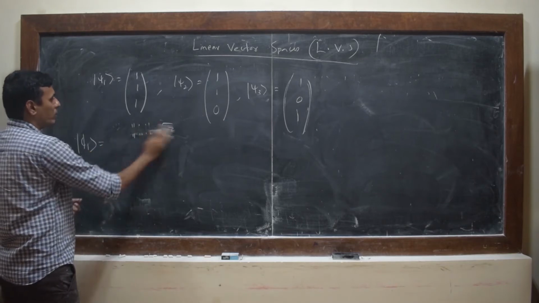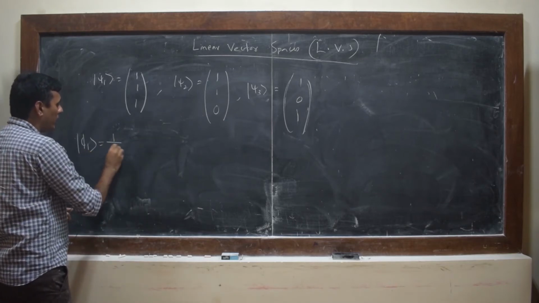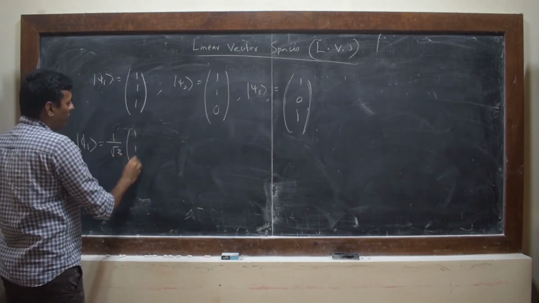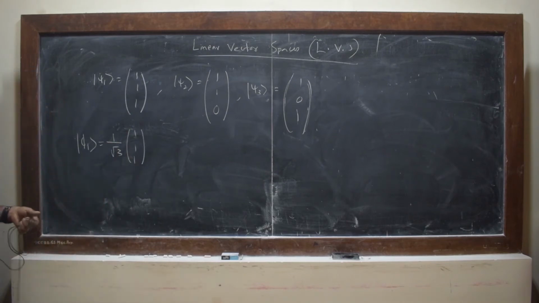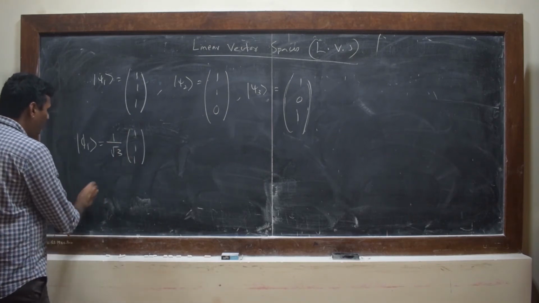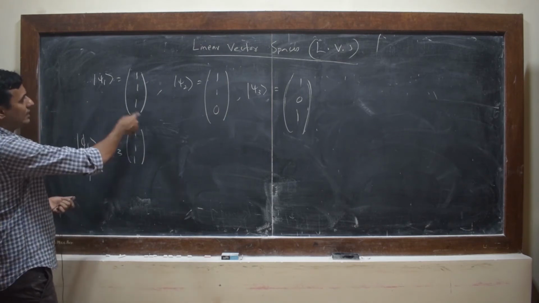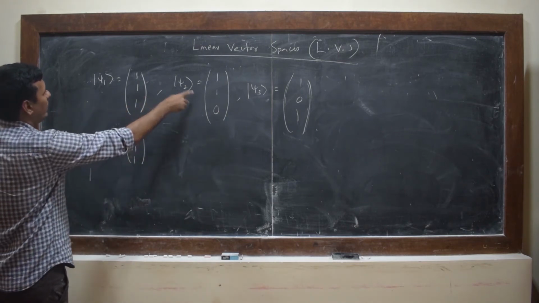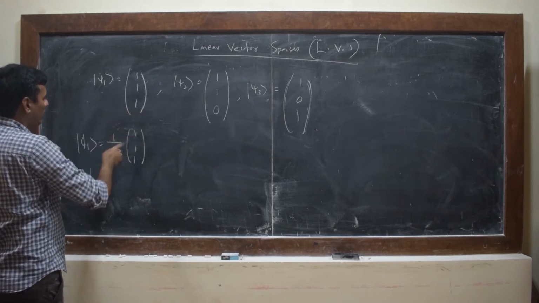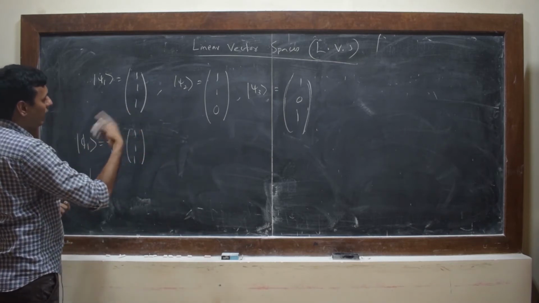So I will divide it by square root of 3. So what I get is 1 by root 3 into (1, 1, 1), and this is the first vector phi 1. And then I need to construct phi 2. To get phi 2, I will subtract out the component of psi 2 along phi 1, and then I will normalize that.